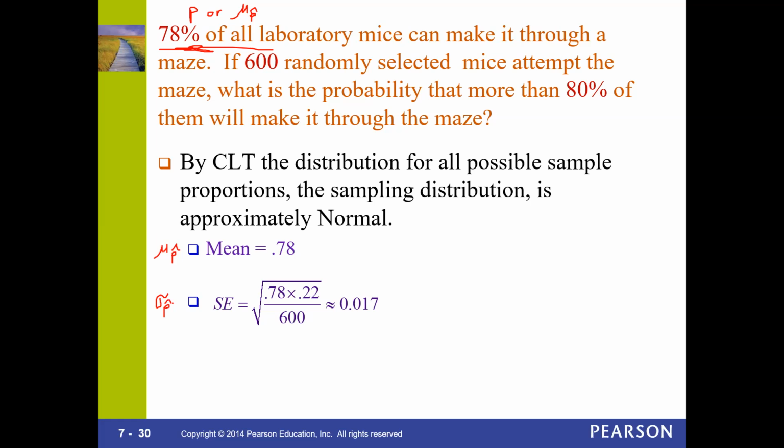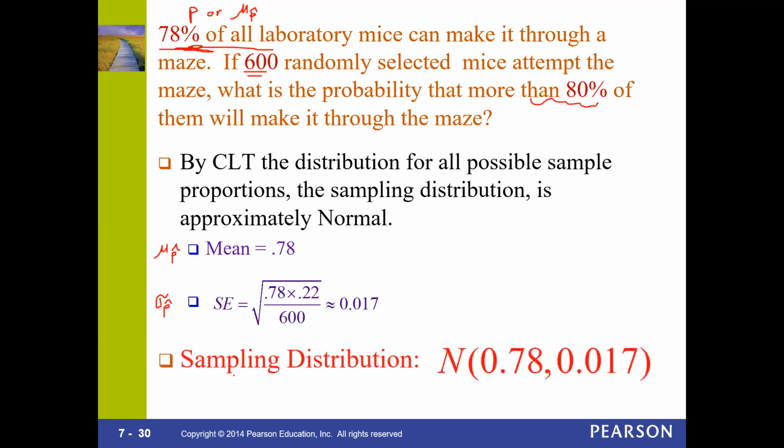Okay, so they select 600. They want to know the probability that it would be more than 80%. That one here, we don't consider as P hat. So I'm going to show it to you now. In that case, the sampling distribution would be, this is the mean P hat, just like we did before, and this is the standard error, sigma P hat. Okay, that's what we have so far. This is what we've been doing last class.